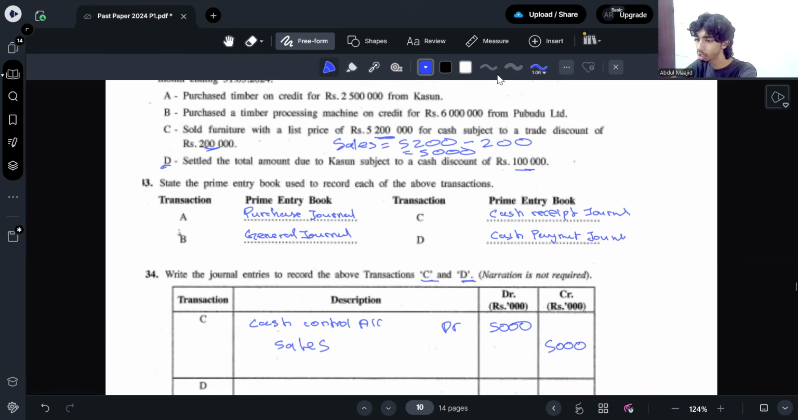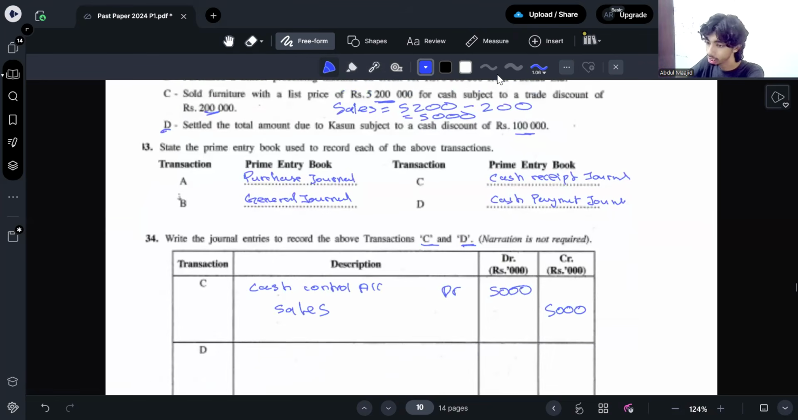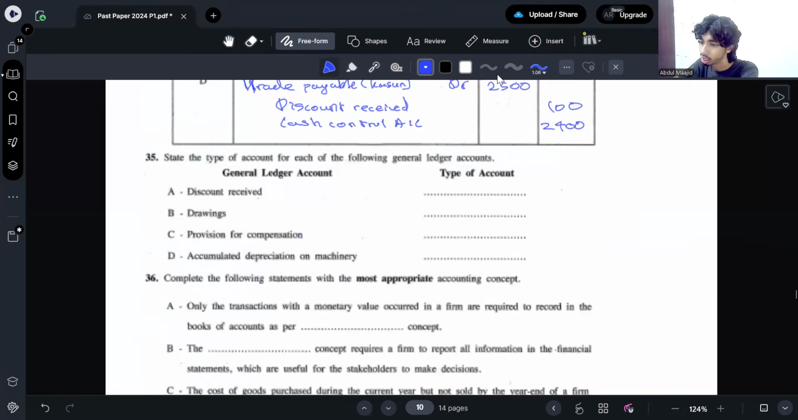Then D, settle the total amount due to Kasun, subject to a cash discount of 100,000. How much do we have to pay to Kasun? We have to pay 2,500,000. So then it will be Kasun, trade payable, debit 2,500,000. You're getting a discount of 100,000, so discount received will be 100,000. Then you have to pay only 2,400,000. Cash control account credit 2,400,000. Okay.